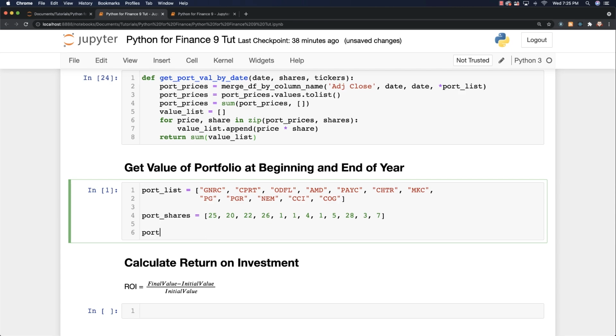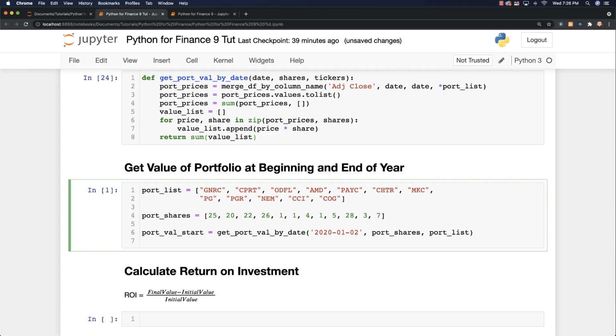So I'm going to go port value at start, and to get it you just go get port value by date like that, and I am going to say that I want to get that value on the very first trading day of 2020, and there that is. And then I just pass inside of it the port shares and the port list like that. Okay, and it's going to be pretty easy to get all this awesome information.